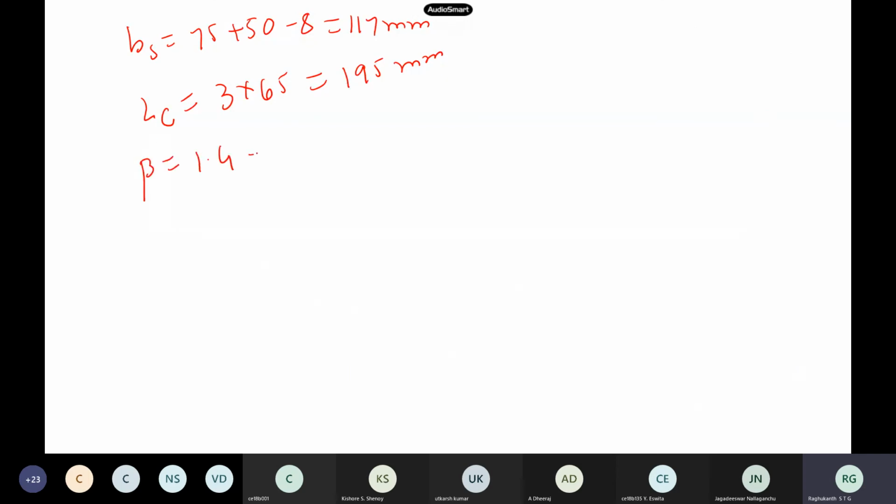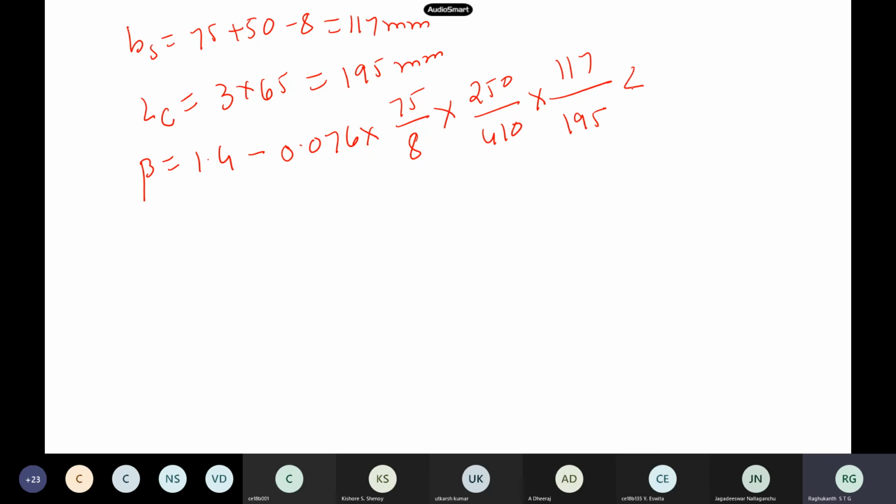So you have to subtract 1 minus 0.076 w by t. That is, width is 75 by 8, and then fy, that is 250 by 410, then multiplied by shear lag width 117 and connection length 195. This should be less than this. I think this turns out to be 1.139, and this is greater than 0.7. You have to do all those calculations, fu by gamma and other things also. If you do, that turns out to be 1.444. So finally the beta turns out to be 1.139 only.